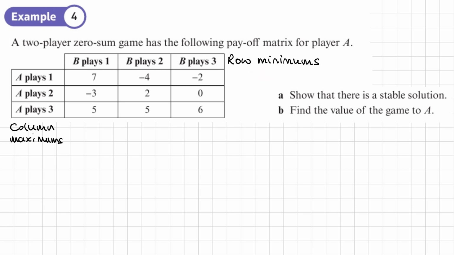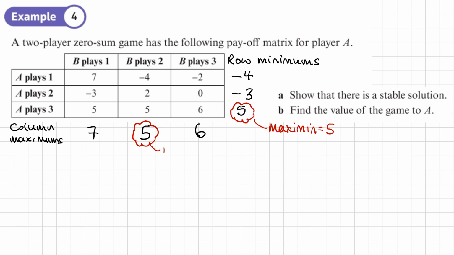So the row minimums are -4, -3 and 5. Our maxi-min is 5, so maxi-min is equal to 5. Let's look at the column maximums. So first column maximum is 7, second column maximum is 5, the last column maximum is 6. We are looking for the mini-max, and that is also 5. So the mini-max is 5.